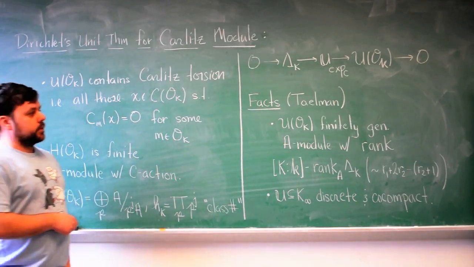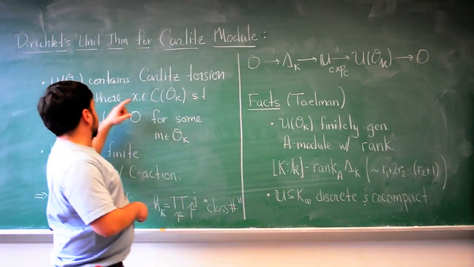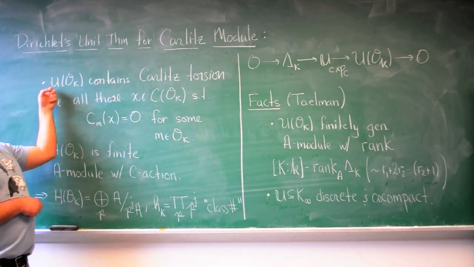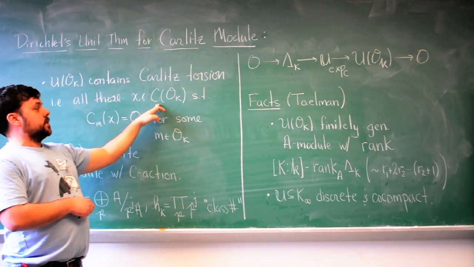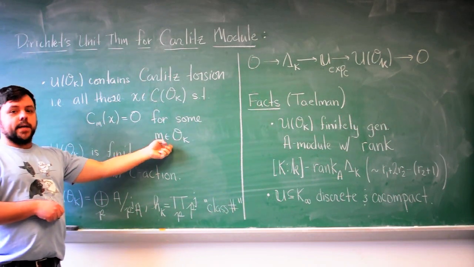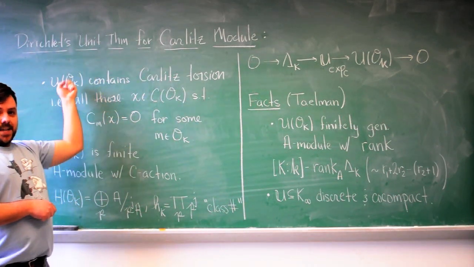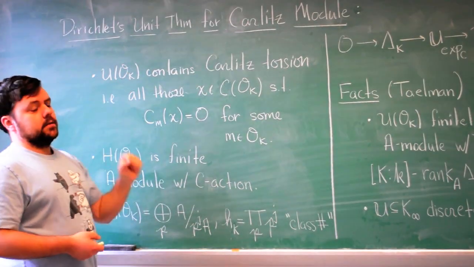Another reason why you'd be tempted to call this a unit module is because it contains all the Carlitz torsion. In other words, it contains all of those elements x of O_K such that C_m of x is equal to 0 for some m in A. This is like saying that it contains all the roots of unity. So yes, it contains the roots of unity.